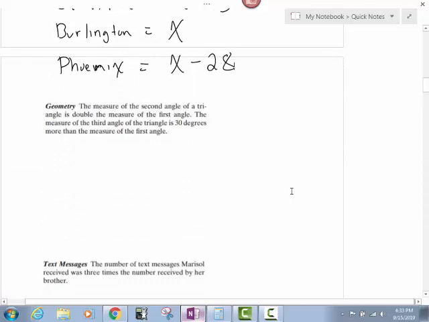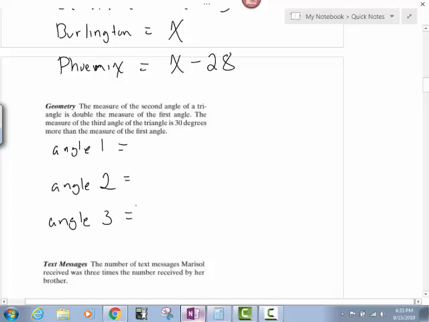The next one says, the measure of a second angle of a triangle is double the measure of the first angle. The measure of the third angle is 30 degrees more than the measure of the first angle. We're talking about the angles inside a triangle. We have 3 of them: angle 1, angle 2, and angle 3.